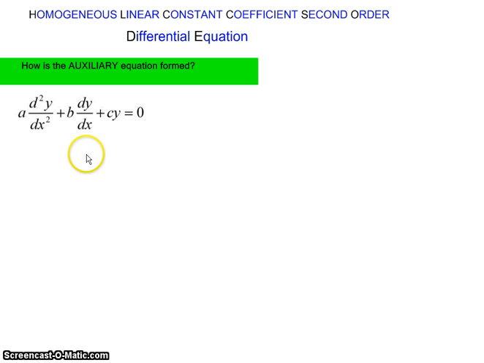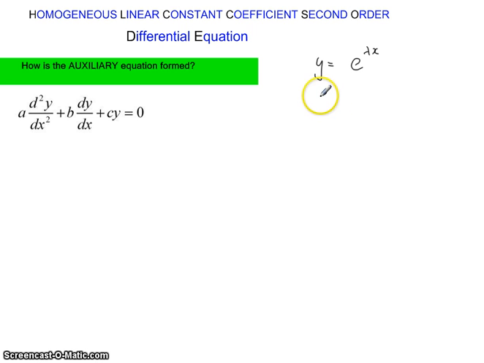So how do we form the auxiliary equation? Well, we want a solution of this differential equation that, when we find the first derivative and the second derivative, hardly changes. So let us try, for example, y equals e to the lambda x. For functions of this form, the first and second derivatives hardly change the function.